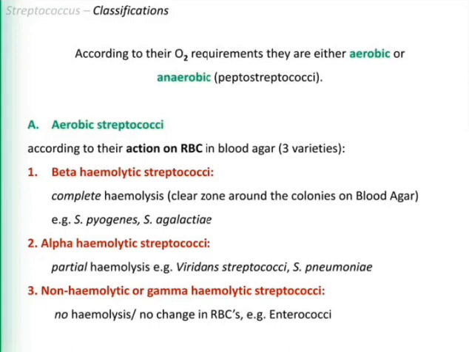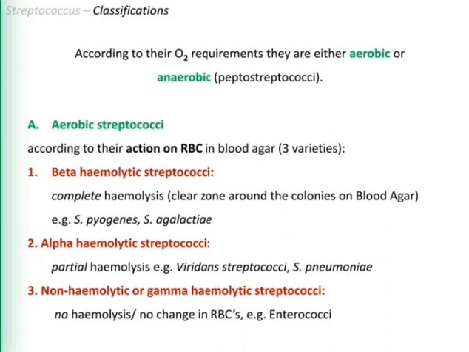Aerobic streptococci, according to their action on the RBC in the blood agar, there will be three varieties. Beta hemolytic streptococci: complete hemolysis, that is, a clear zone around the colonies on the blood agar. Example: pyogenes.